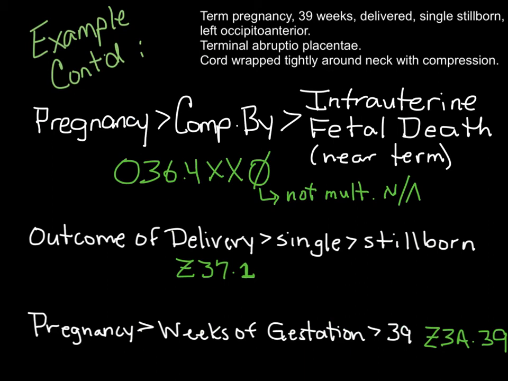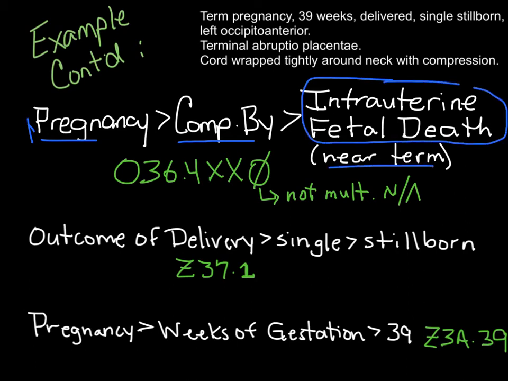Moving along, we will then pull in the pregnancy complication code. So we have pregnancy complicated by, and this is actually a full subterm, intrauterine fetal death near term. O36.4, again, we check the tabular list. Placeholders, so we can put the seventh character in the correct place. Again, we have a single gestation when you check the tabular list.